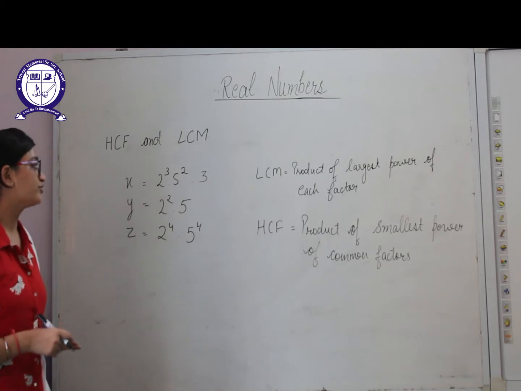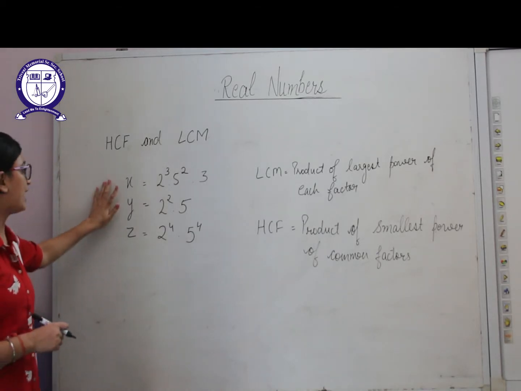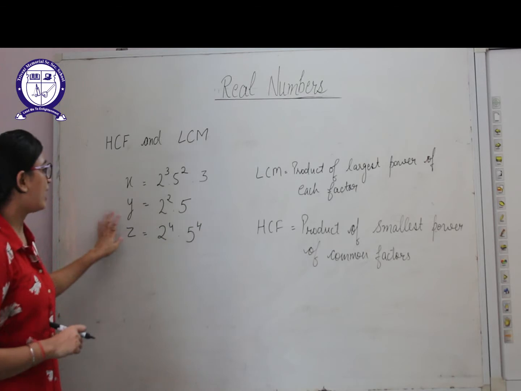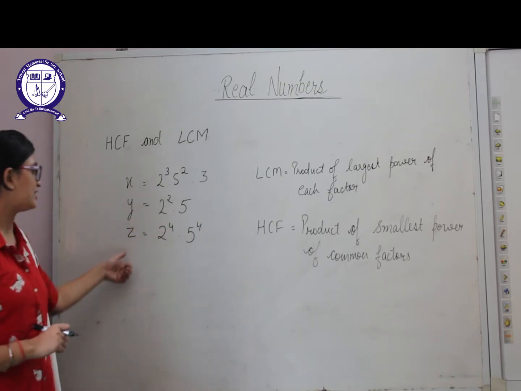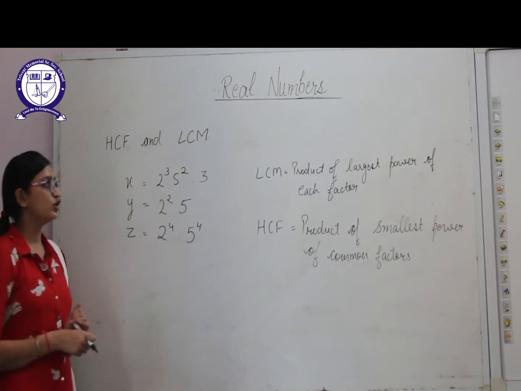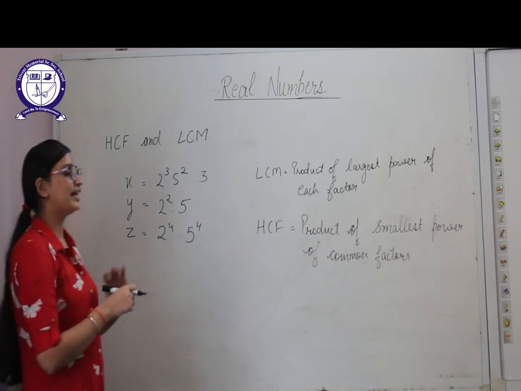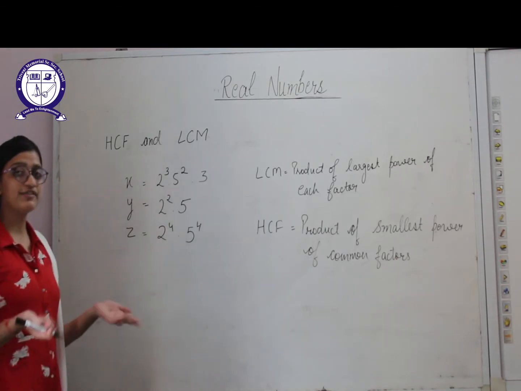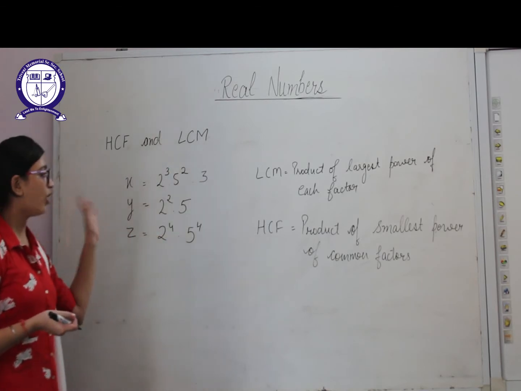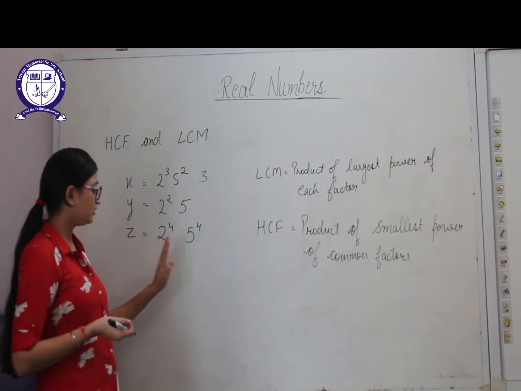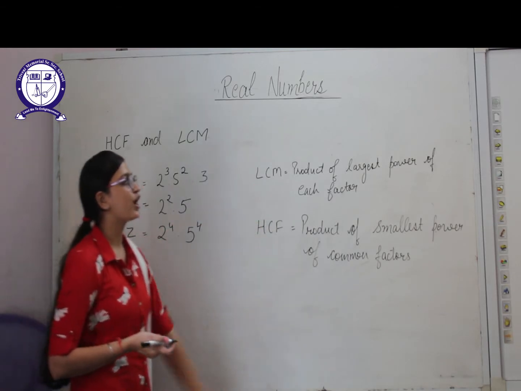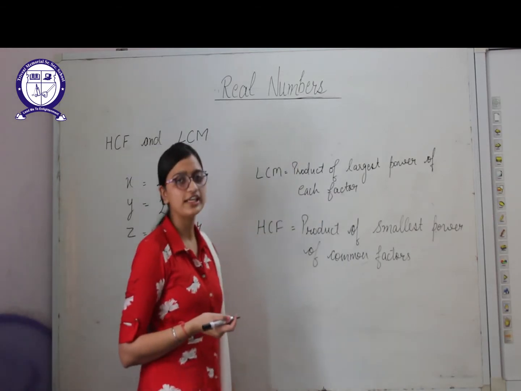So now suppose we have a question like this, that x is given as 2 cube, 5 square into 3, y is 2 square into 5, and z is 2 to the power 4 and 5 raised to the power 4. So now how are we going to find the LCM and HCF? One way is we can expand them and then again make the pairs, or instead of that we can solve it by this method. LCM is the product of the largest power of each factor.